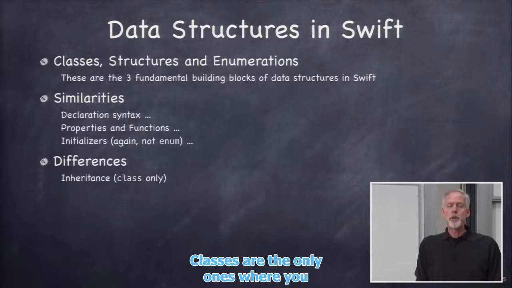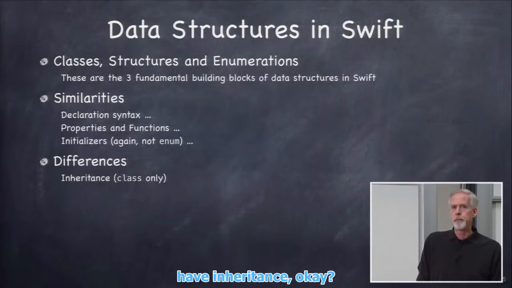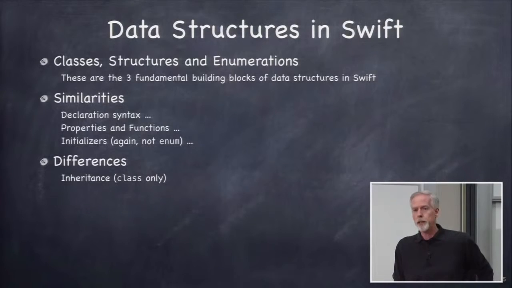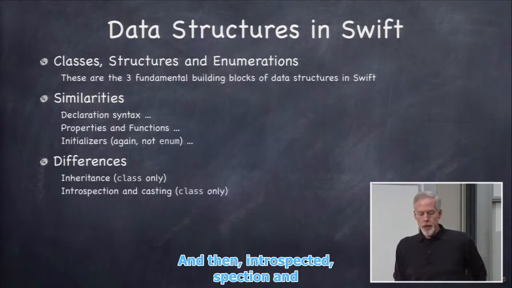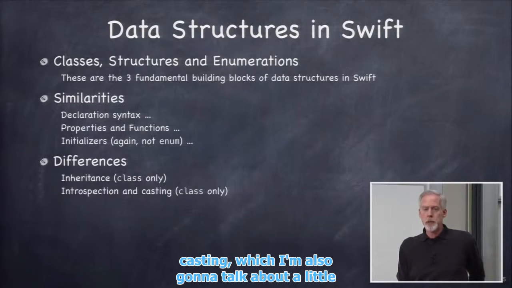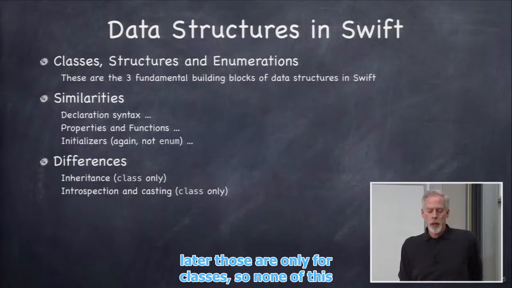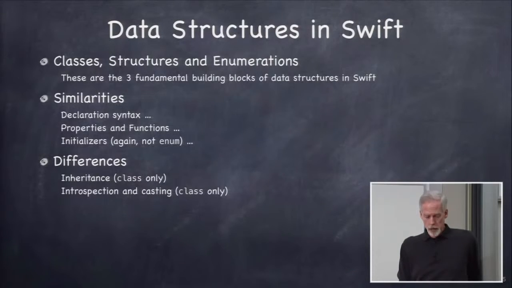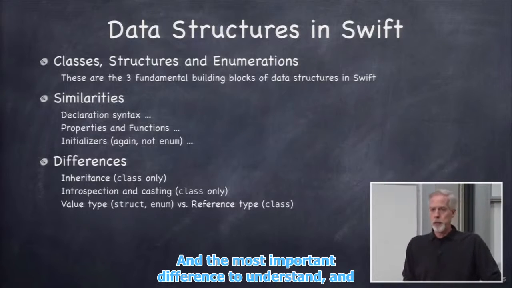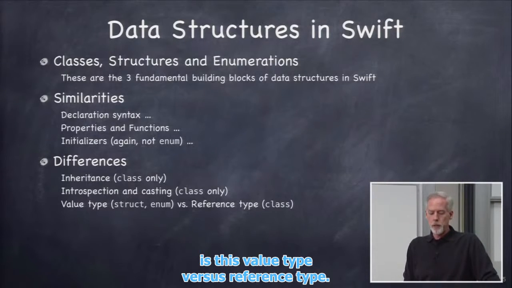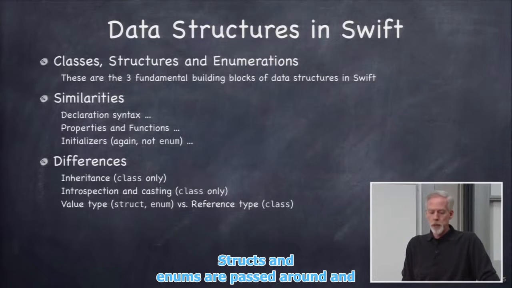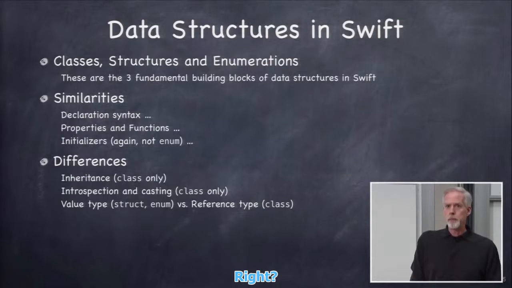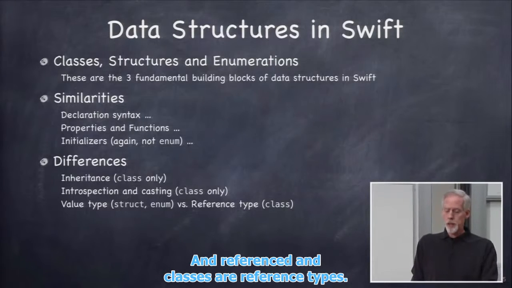All right, classes are the only ones where you have inheritance. Okay, and it's pretty obvious. That's kind of the main definer of what a class is. It has inheritance. And then introspection and casting, which I'm also going to talk about a little later, those are only for classes. So none of this casting thing I'm going to talk about can you do for structs. And the most important difference to understand, and we really went over this in the demo, is this value type versus reference type. Structs and enums are passed around and stored in variables, copied, okay, and classes are reference types.